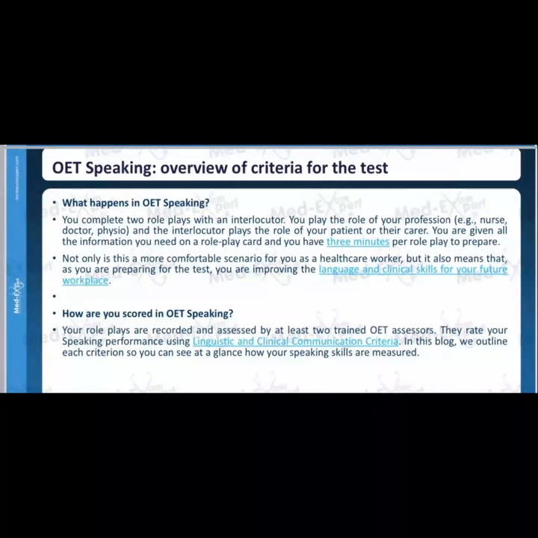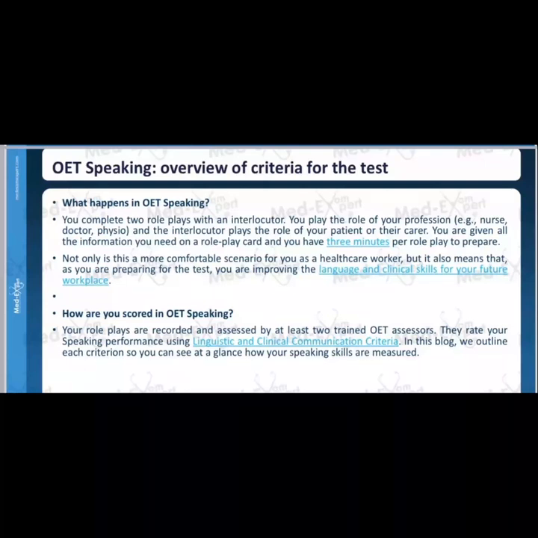So what happens in OET speaking? You complete 2 role plays with the interlocutor. You play the role of a professional. Whatever your profession is, we know that there are 12 professions who can take the OET exam. For example, nurse, doctor, physiotherapist, speech language therapist, pharmacist, whoever you are. And the interlocutor plays the role of your patient or their carer.